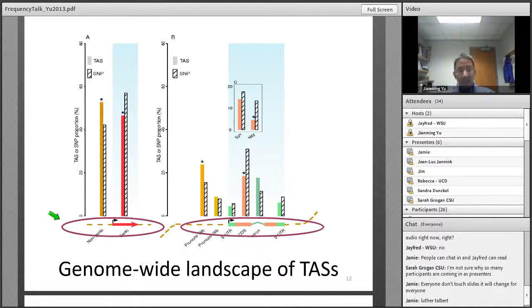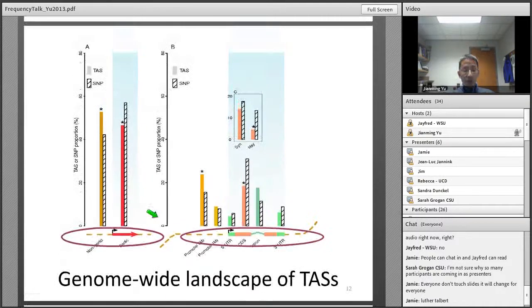The next slides, I actually put the title at the bottom, Genome-wide landscape of TES, because I want to highlight whatever is going on. We try to show here.